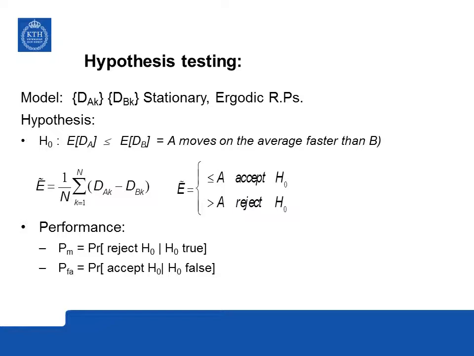The performance is measured in terms of the miss probability, that is the probability that we reject H0 even though it's true, or the false alarm probability, that we accept the hypothesis even though it's false.